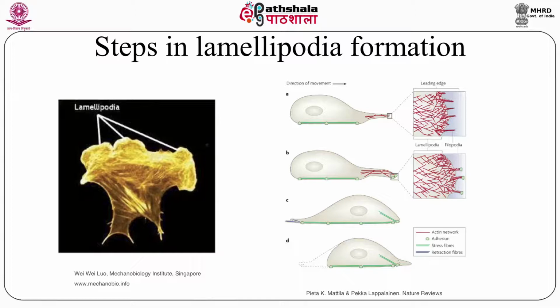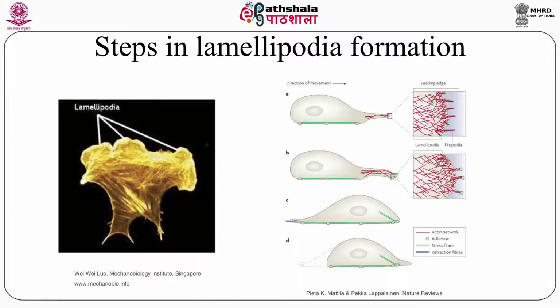Now, cell motility is a cyclical process with alternating phases of protrusion and contraction. There are four steps of lamellipodia formation. Once the cell is polarized, lamellipodia formation occurs, as you can see in the A panel. The motility is initiated by actin-dependent protrusion at the leading edge.